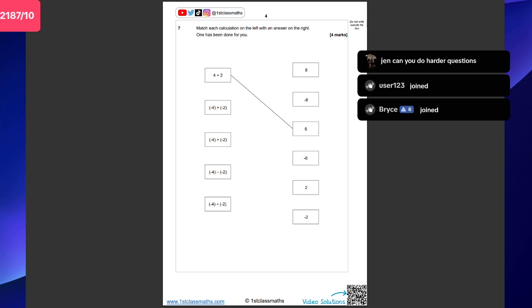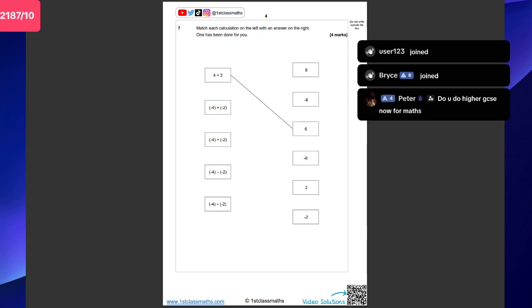Okay, next question. Match each calculation on the left to the one on the right. So 4 plus 2 is 6.